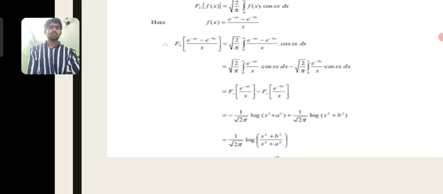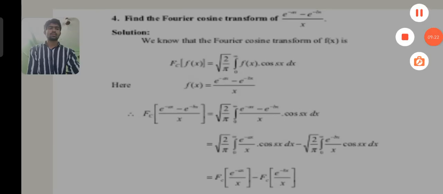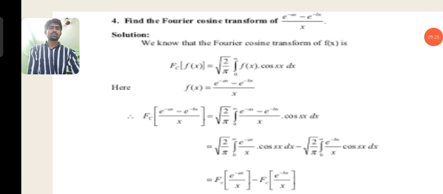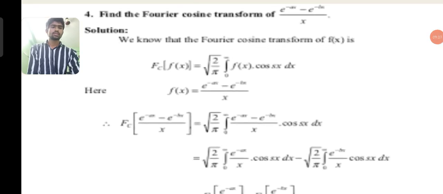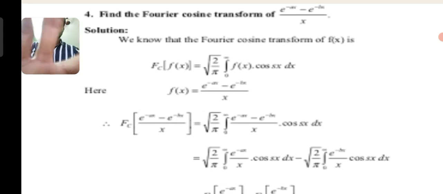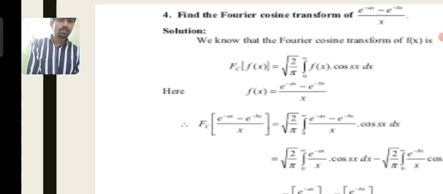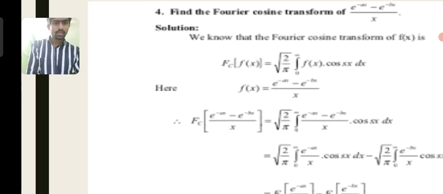For example, find the Fourier cosine transform of e power minus a x minus e power minus b x by x. Solution: we know that the Fourier cosine transform of f of x equals under root of 2 by pi integral from 0 to infinity of f of x cos s x dx, where f of x equals e power minus a x minus e power minus b x by x.